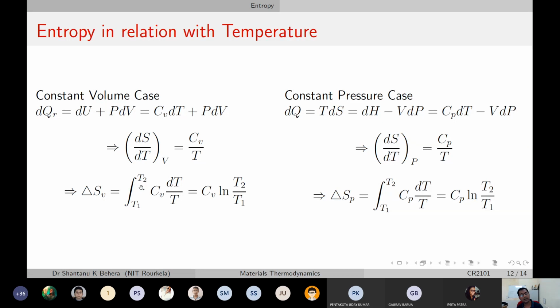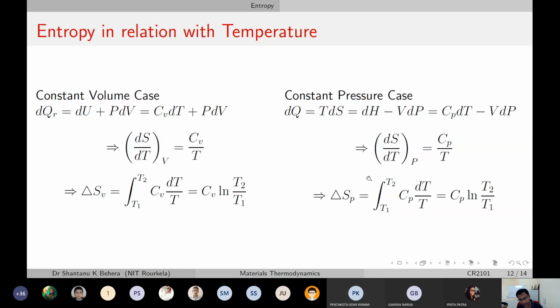That's T1 by T2 Cv dt by T, which gives you Cv ln T2 by T1, right? Likewise, you could write dq is TdS, and TdS is simply dH minus VdP. Since dH is Cp dT, with Cp dT minus VdP, you can find that del S by del T at constant pressure is Cp by T, much like del S by del T at constant volume is Cv by T.